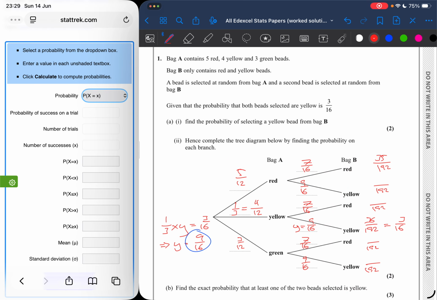So 5 times 7, 35. 5 and 9 is 45. I've got 4 and a 7, 28. 3 and a 7, 21. And a 3 and a 9 along the bottom there, 27.